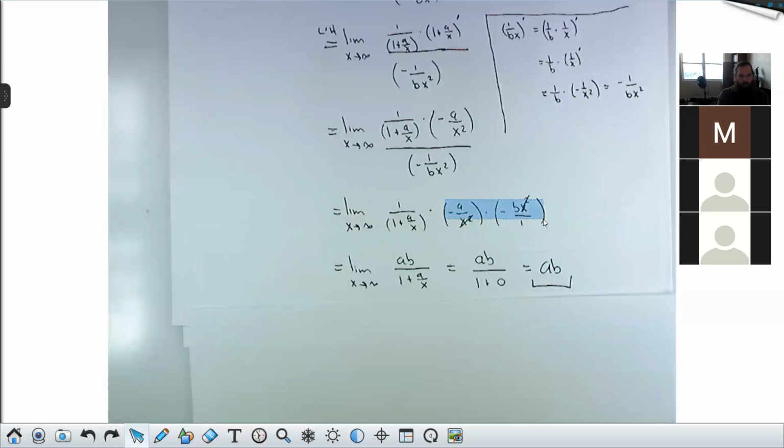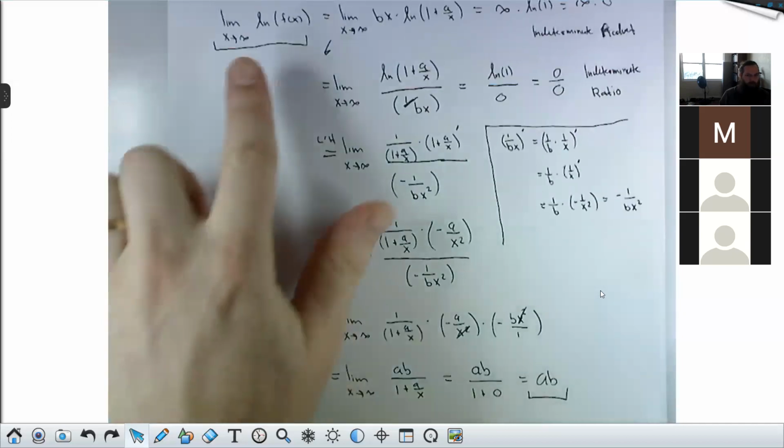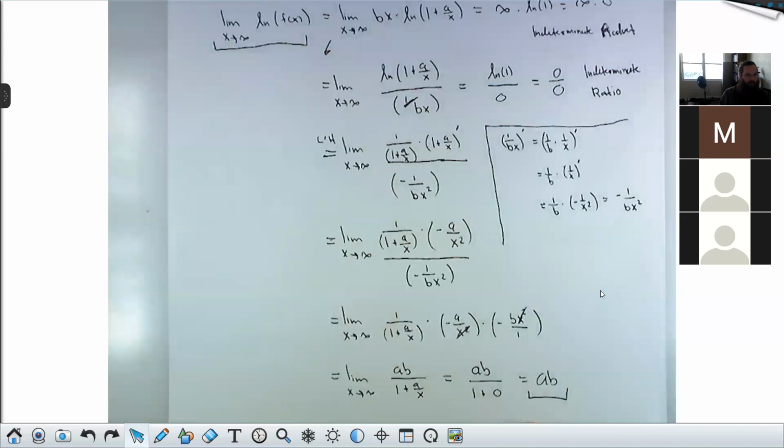From there, I have negative a times negative b, which is positive ab, and I still have this piece. So this piece times positive ab is just ab over 1 plus a over x. Now, as I send x to infinity, that a over x goes to 0. So I just get ab over 1, which is ab. And that brings us to the step we were talking about. So the limit of the natural log of my function is a times b.